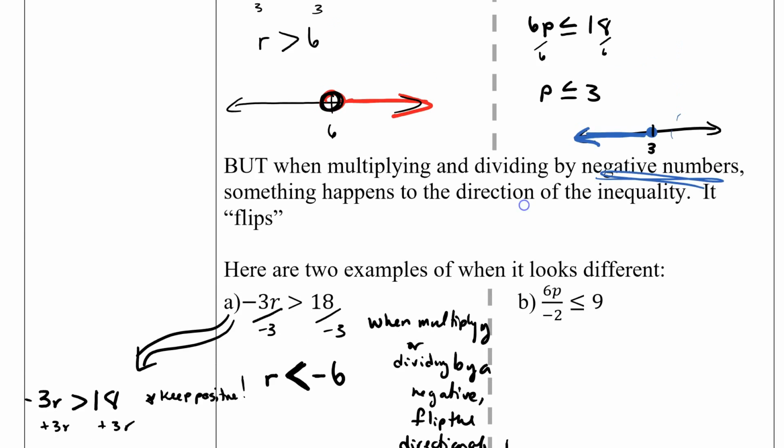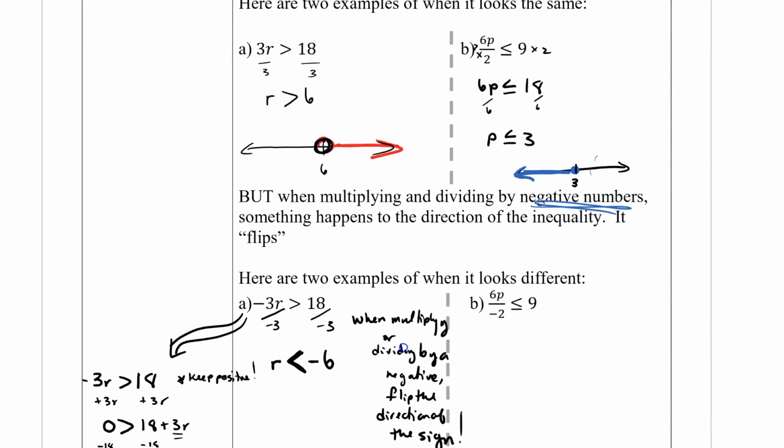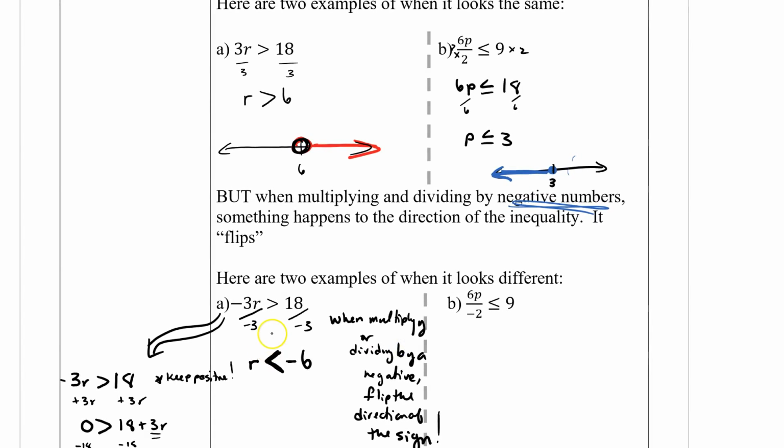So let's just take a look up here. Since this is all positive, the direction of the inequality remains the same. But look at this. This direction has changed. And the only thing that we changed between these two questions is this one's positive 3r and this one's negative 3r.